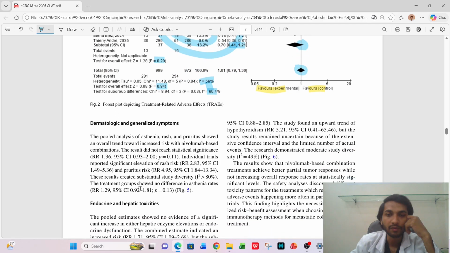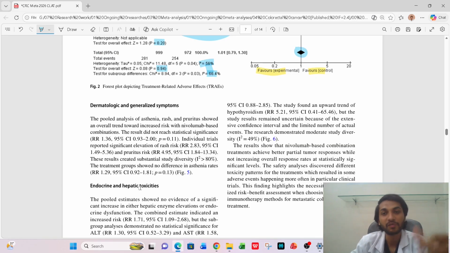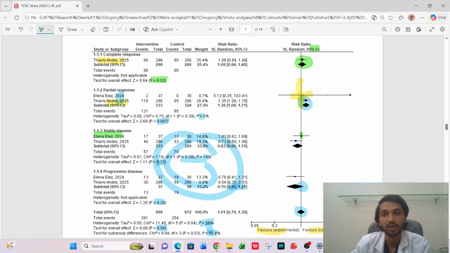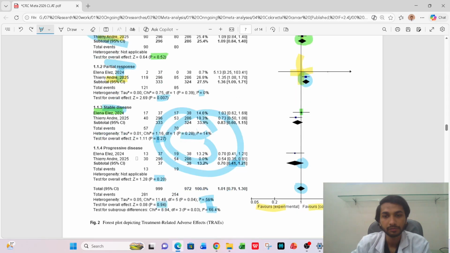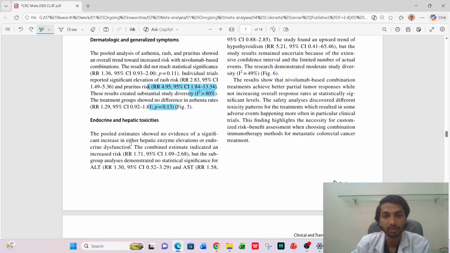So what you get from the study, you have to write it down. You write it down in the way that you have to write the relative risk, the 95% confidence interval value, the I square value, and the p value. Okay, this is done for all of the subgroup analyses, like what you found in the complete response rate, what you found in the partial response rate. All of the results you have to mention. For all of the subgroups you have to mention the results. Okay, so these are the hepatic toxicities you have to mention.